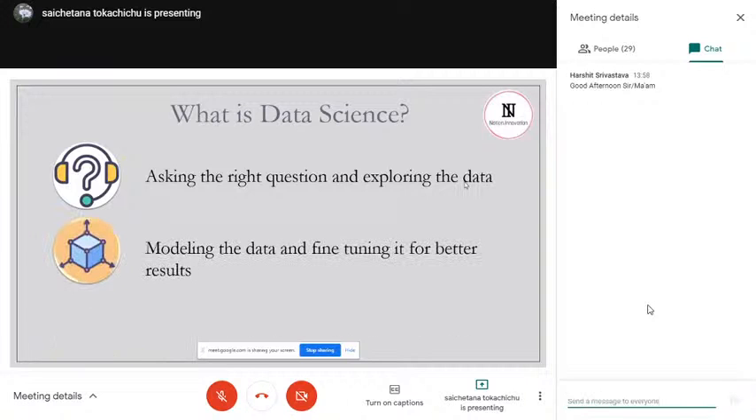The next part is modeling. So modeling and fine tuning means, after you have searched the data, what do you do? You model the data. What is modeling? Any ideas?